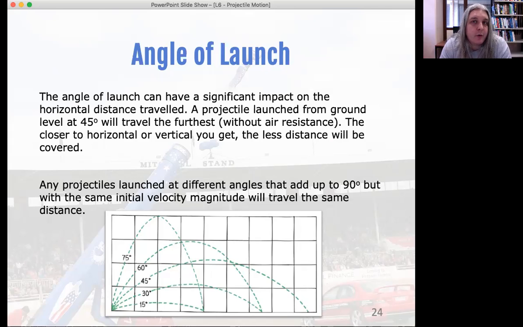So therefore, if you reduce by 15 degrees, go to a 30-degree launch angle, or you increase it by 15 and go to a 60-degree launch angle, then they will end up being the same total displacement. That 60-degree and that 30-degree launch angle will give you the same total displacement. This is all for something being launched with the exact same magnitude of initial velocity. So the same initial speed, and you're just changing the direction.